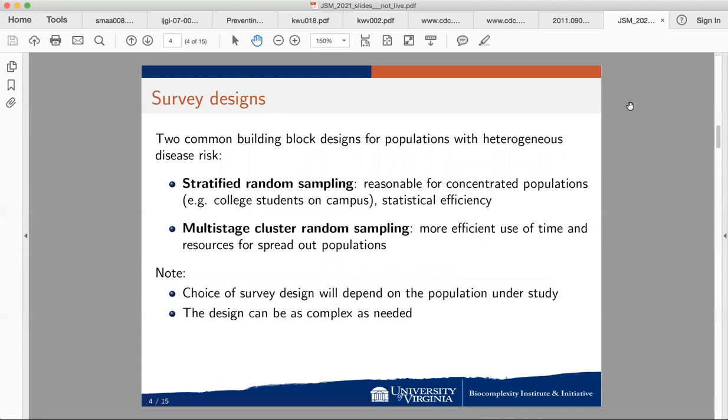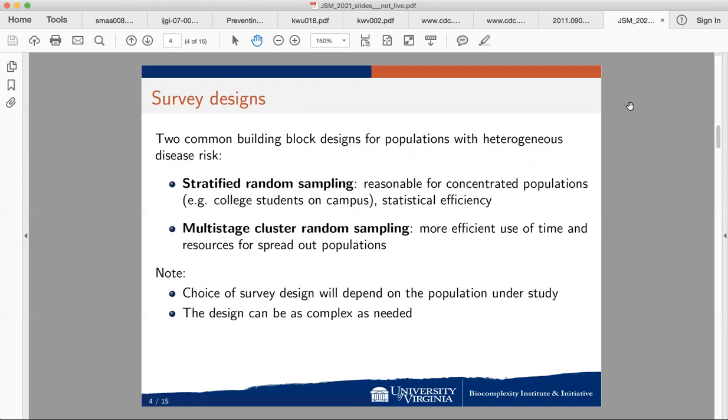In thinking about the survey designs, there are two common and popular building blocks for populations with heterogeneous disease risk. The first is stratified random sampling, where the population is stratified into separate strata and sampling is performed within each of the strata. And this is really reasonable for concentrated populations, for instance, college students on a campus, and of course is statistically efficient.